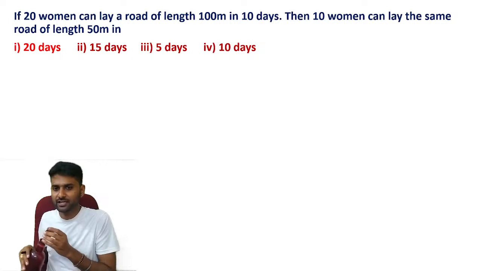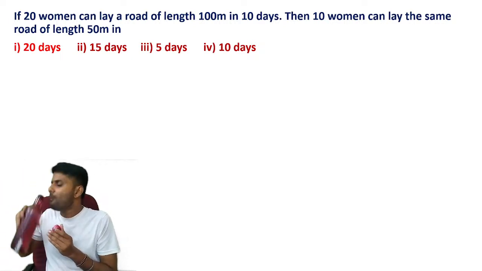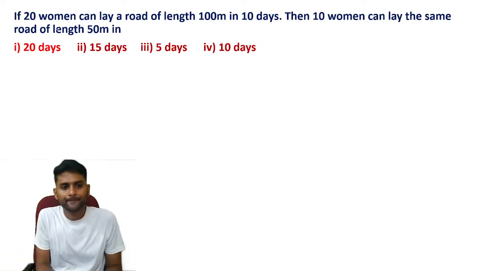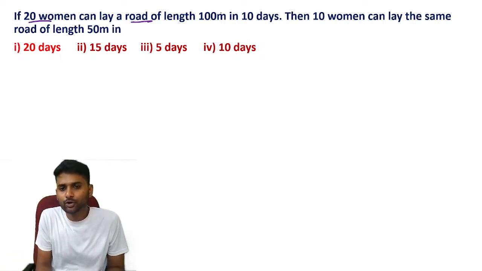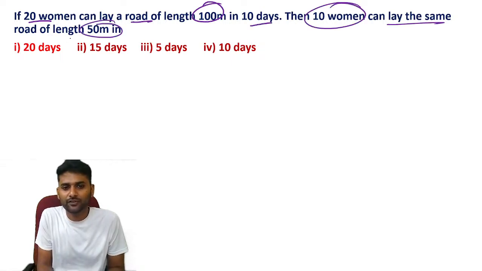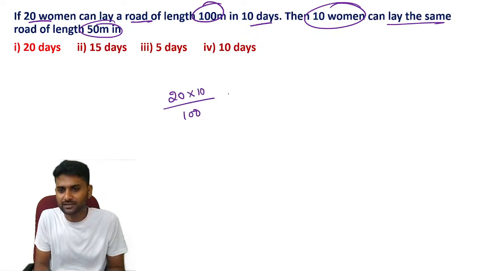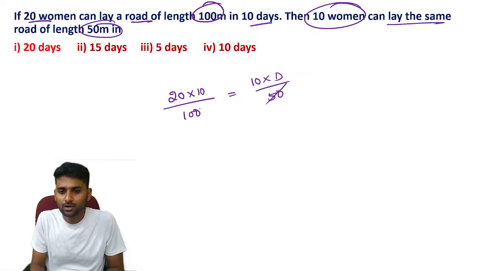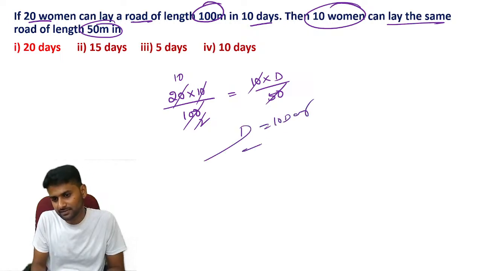So try to solve this question, guys. If 20 women can lay a road length of 100 meters in 10 days, 10 women can lay the same road length of 50 meters. 20 women, 10 days. Here the length of the road is 100 meters. Now 10 women, how many days does it take? Now we need to construct only a 50 meters road. Go through the calculation. It's exactly 2 times. It is exactly 10 times. So it takes only 10 days.